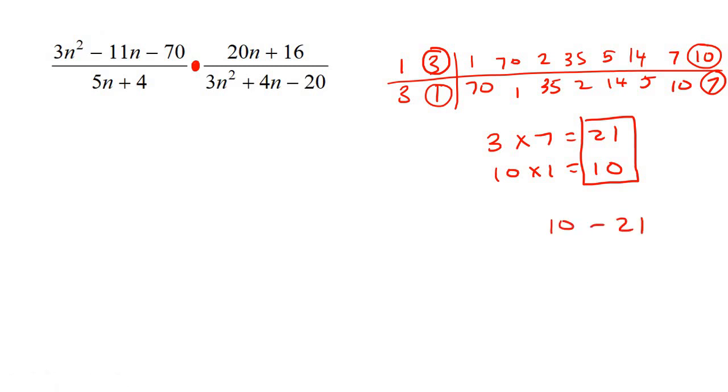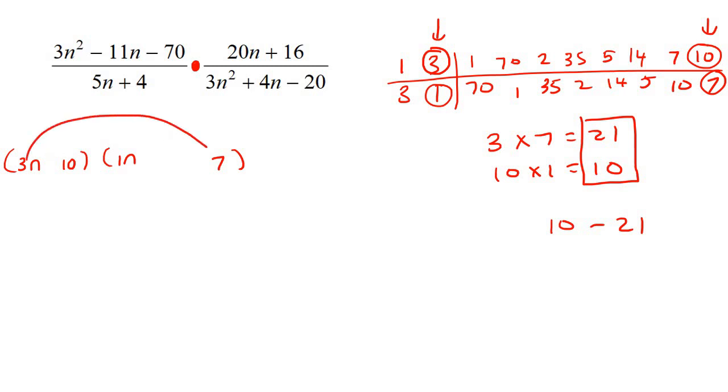Okay, so then what you do is you make the two brackets. The numbers at the top, they go in the first bracket, or they go in one of the brackets. Okay, and then the numbers at the bottom, they go in the second bracket or the other bracket. Okay, now we need to decide what signs we need to use, positives or negatives.